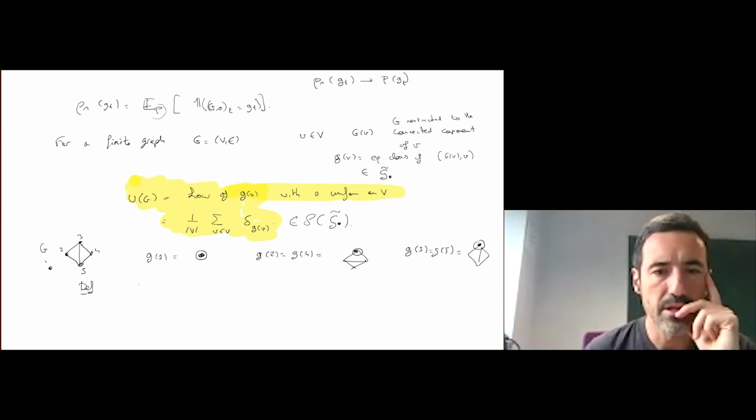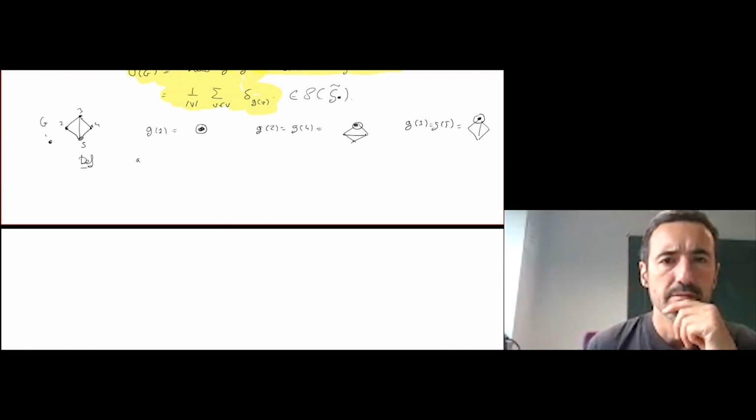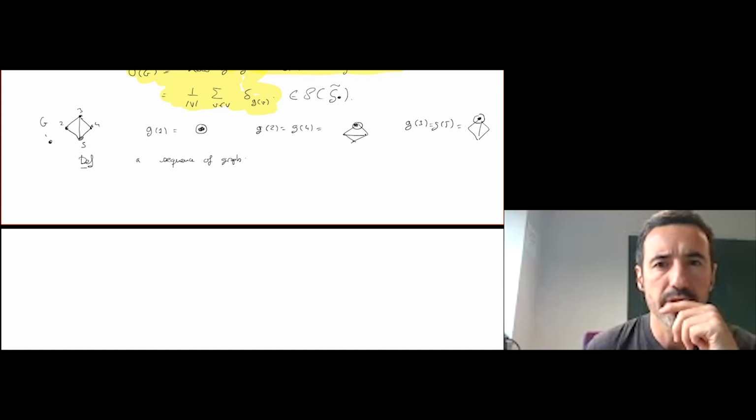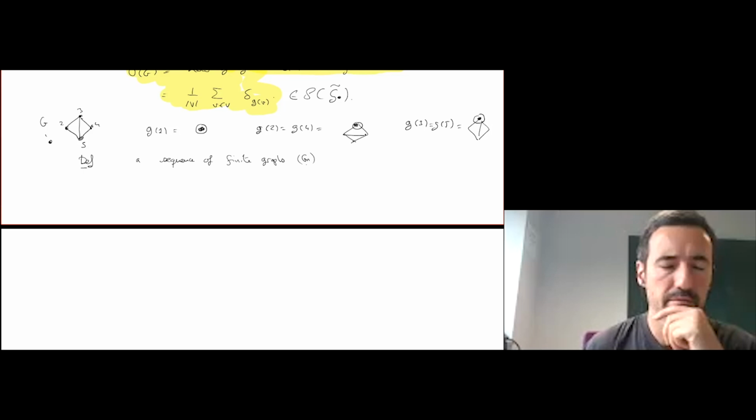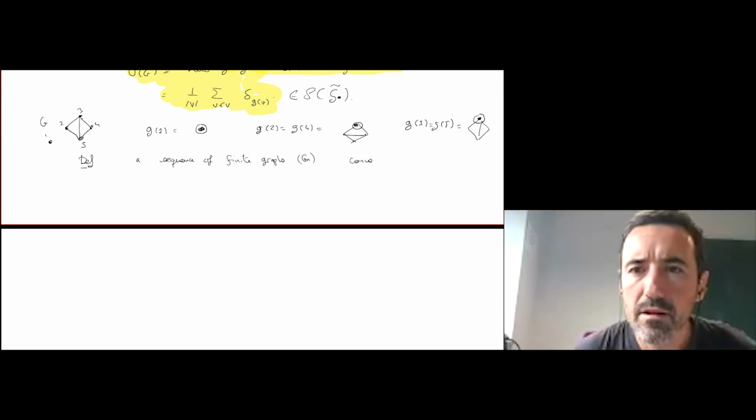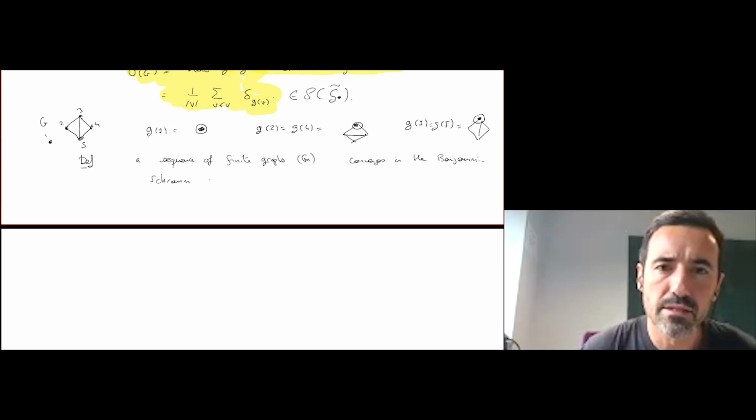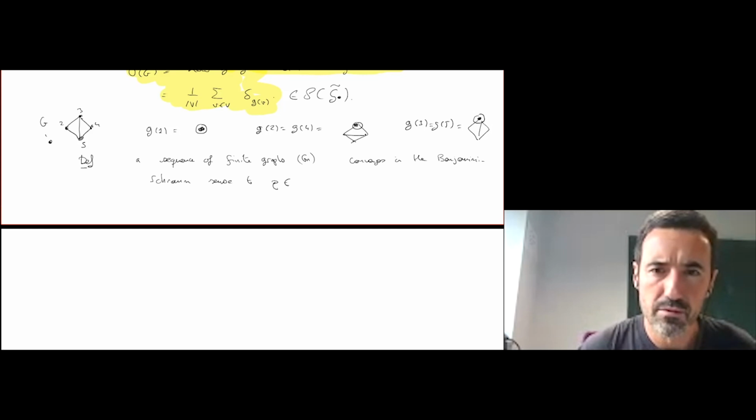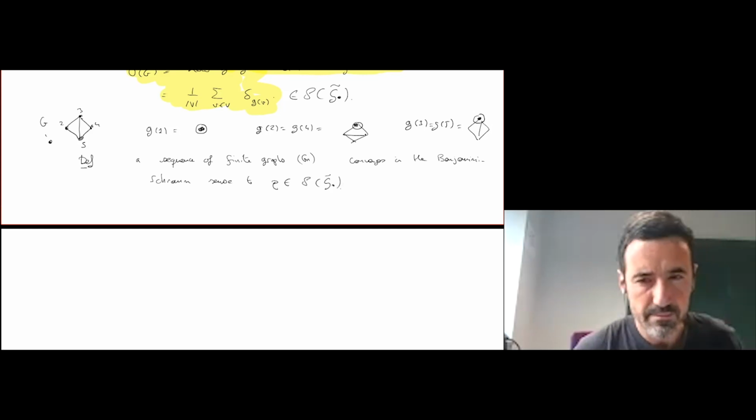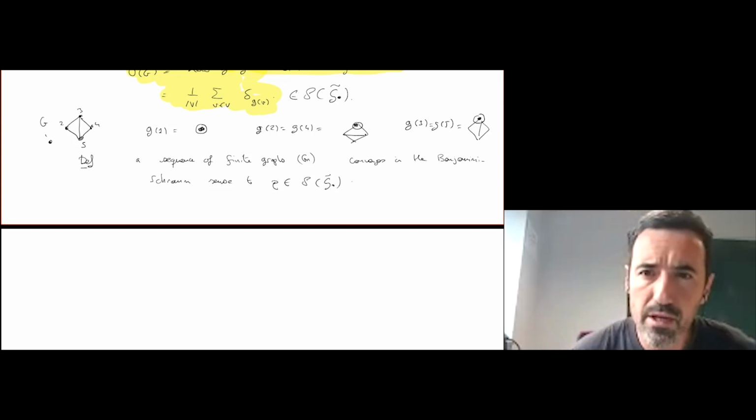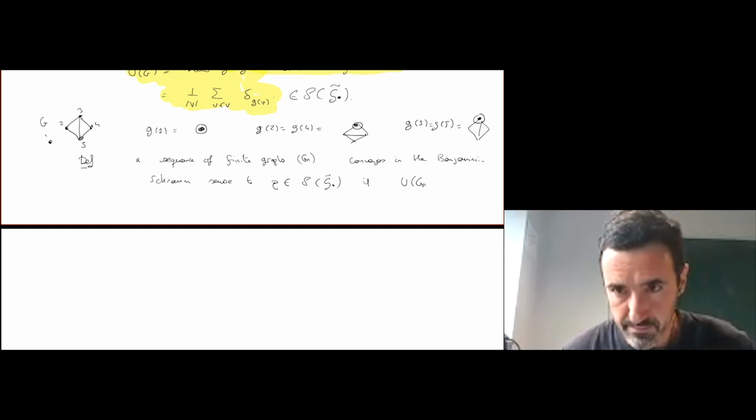Then a definition: a sequence of finite graphs G n converges in the Benjamini-Schramm sense to a random rooted graph with law rho if U of G n converges weakly to rho. Okay?